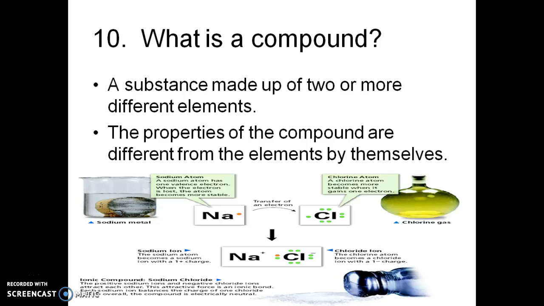Question number 10 asks, what is a compound? Well, a compound is a substance. It's made up of 2 or more different elements, and the properties of the compound are different from the elements by themselves. So sodium chloride or table salt is completely different from the metal sodium and the poisonous gas chlorine.